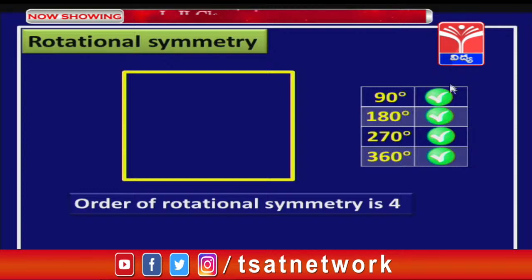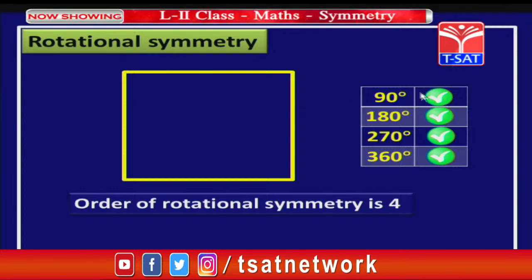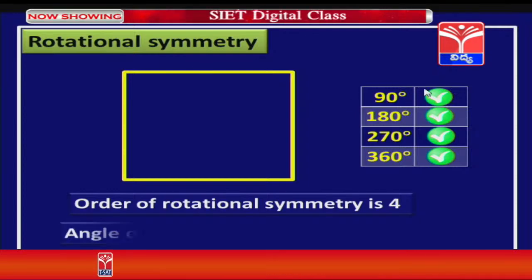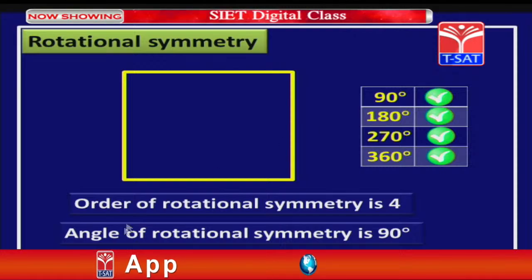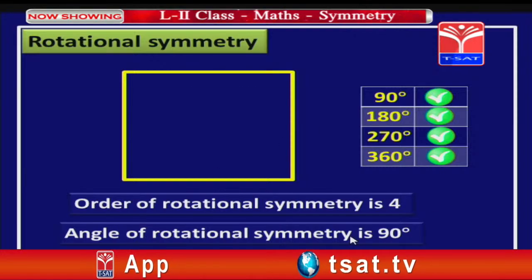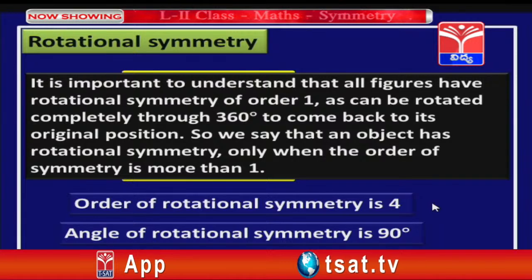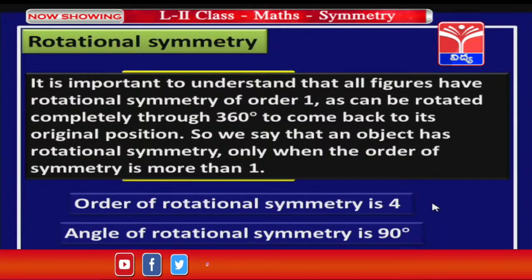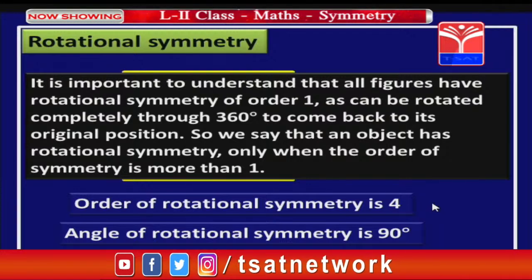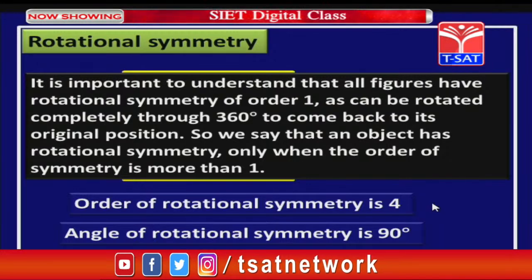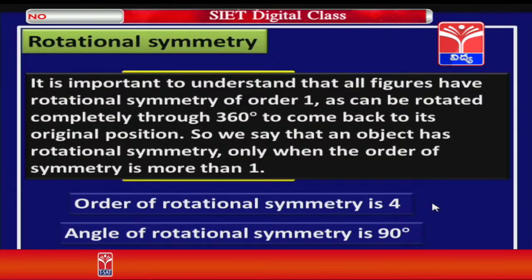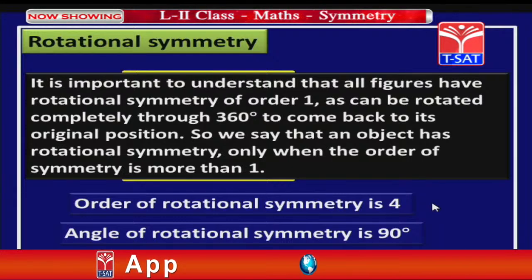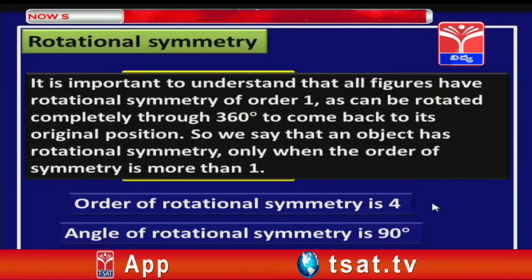And for the first time when we got the same figure? Yes, when we rotated through 90 degrees. Now, this angle 90 degrees is nothing but the angle of rotational symmetry. So, children, there is an important point to be understood here, that all figures have rotational symmetry of order 1. Why? Because any figure if you rotate through 360 degrees, exactly at 360 degrees you will get back the same original figure.